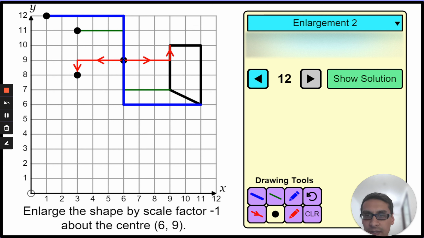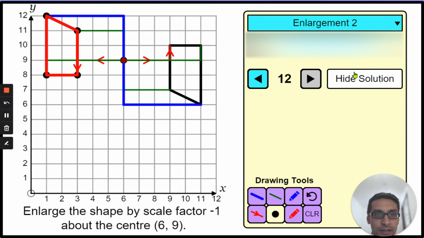Now I need to do this one here. So that's my center of enlargement. I'm going to need to go 1, 2, 3, 4, 5 across, 1 up. So I'm going 5 in the opposite direction and 1 down. So if I join these 4 together, I get my enlargement by a scale factor -1.